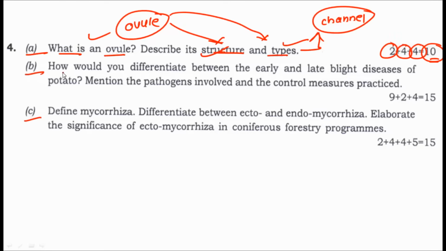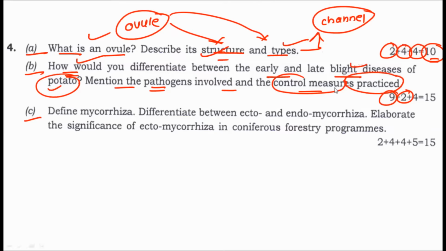Right. The second sub question: how would you differentiate between the early and late blight disease of the potato? Mention the pathogens involved and the control measures practiced. Right. So again, this question is divided into three parts. In the first part, you have to differentiate between the early and late blight disease of the potato. For this, you will get 9 marks. Then you just have to mention the pathogen which is involved in this disease. For this, you will get 2 marks. And for writing down the control measures, you will get 4 marks, making it a total of 15 marks.